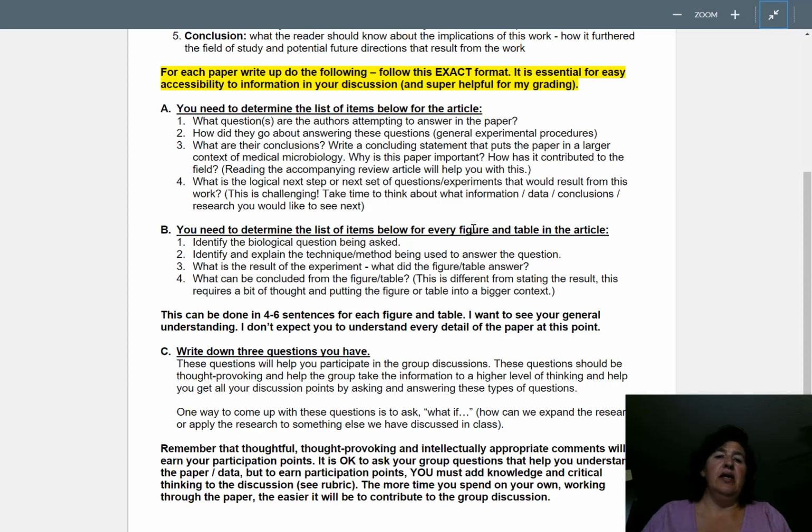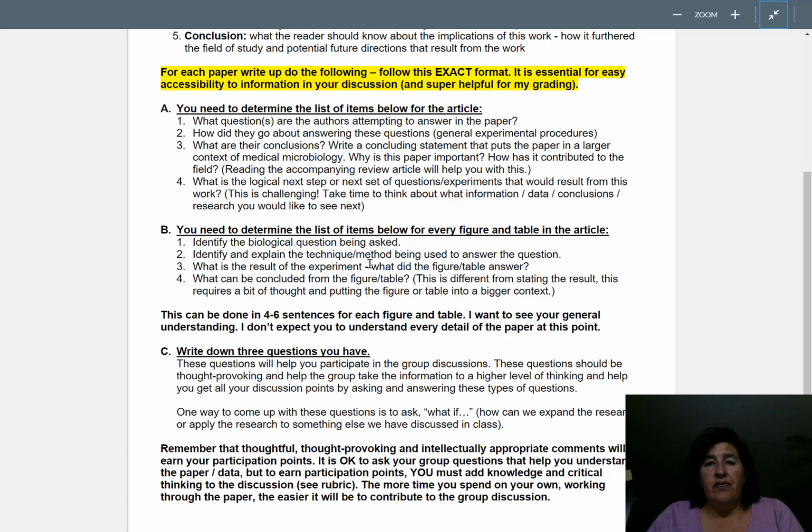Section B, for every figure and table, you need to do these 4 things. I would like you to put figure 1 and 1, 2, 3, 4, and figure 2 and 1, 2, 3, 4. Identify the biological question being asked for that figure. Identify and explain the technique. Now you don't have to go into all the details, but I want to know that you understand what PCR is and why they are using it.